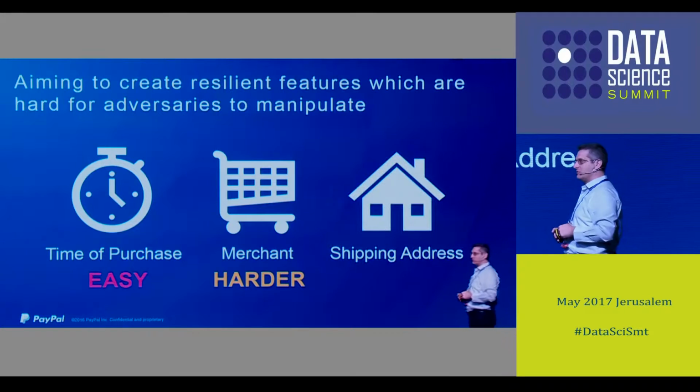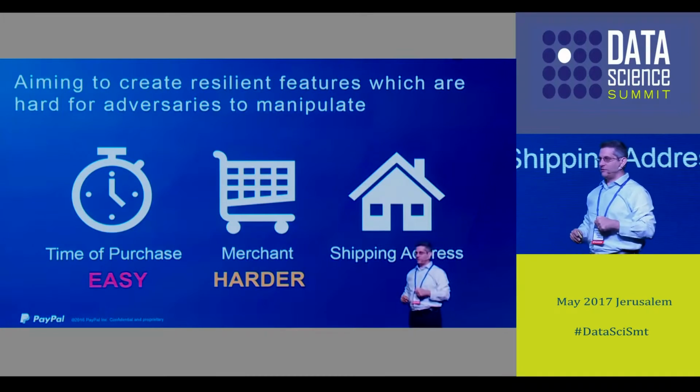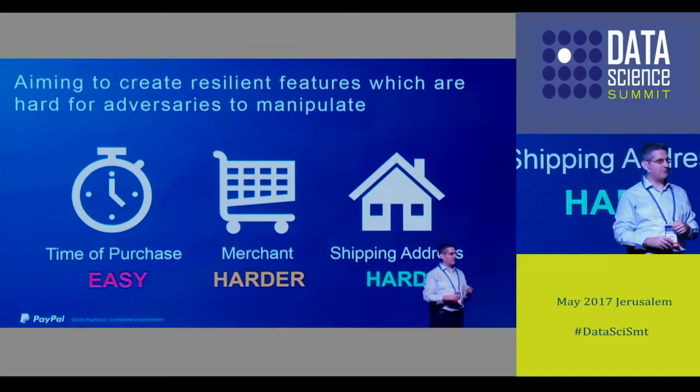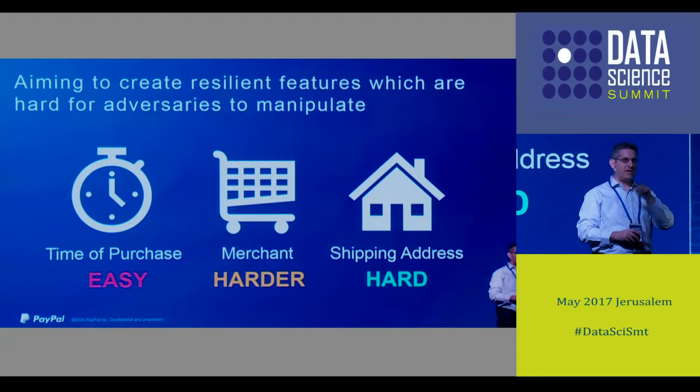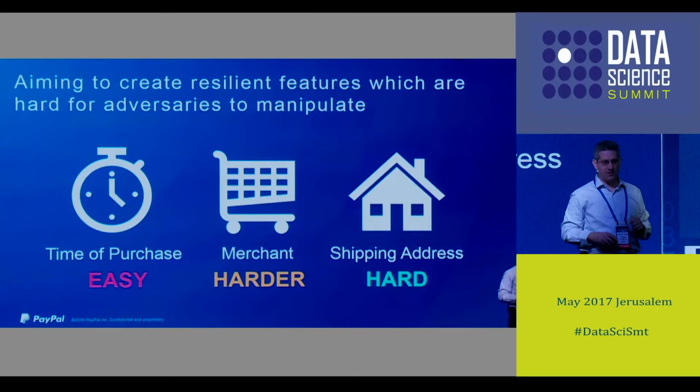But if they buy some goods and they need to get their hands on them, then the shipper address is something that's very hard for the fraudster to manipulate. So we need to take those things into account as we build our solutions.